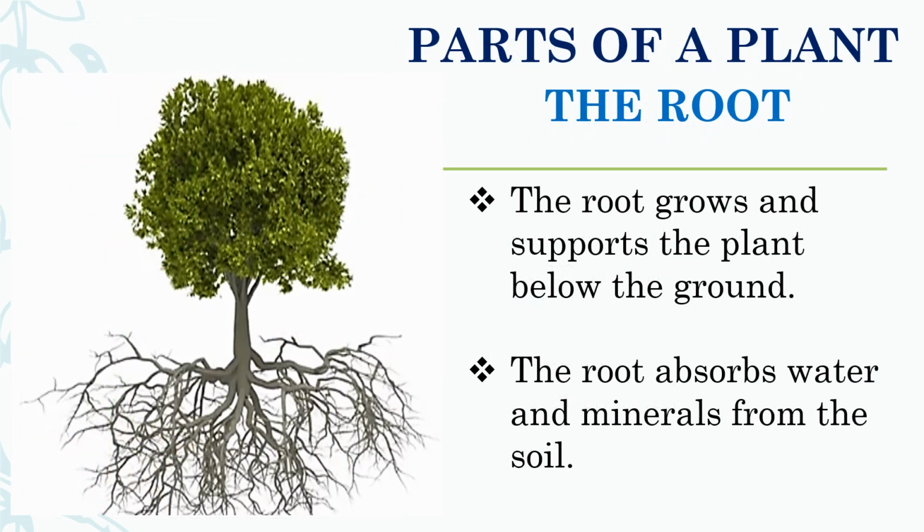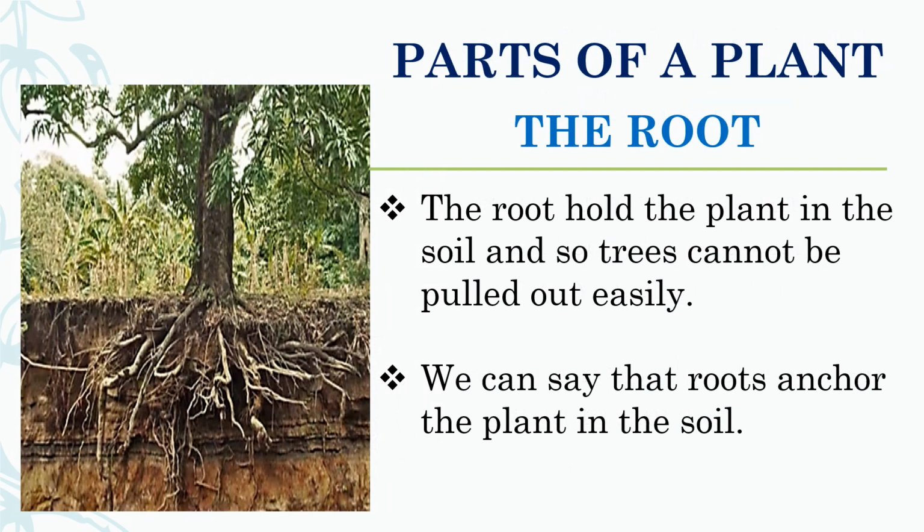Parts of a plant. The root. The root grows and supports the plant below the ground. The root absorbs water and minerals from the soil, and the stem transports these to other parts of a plant. The root holds the plant in the soil, and so trees cannot be pulled out easily. We can say that roots anchor the plant in the soil. Anchor means to hold.